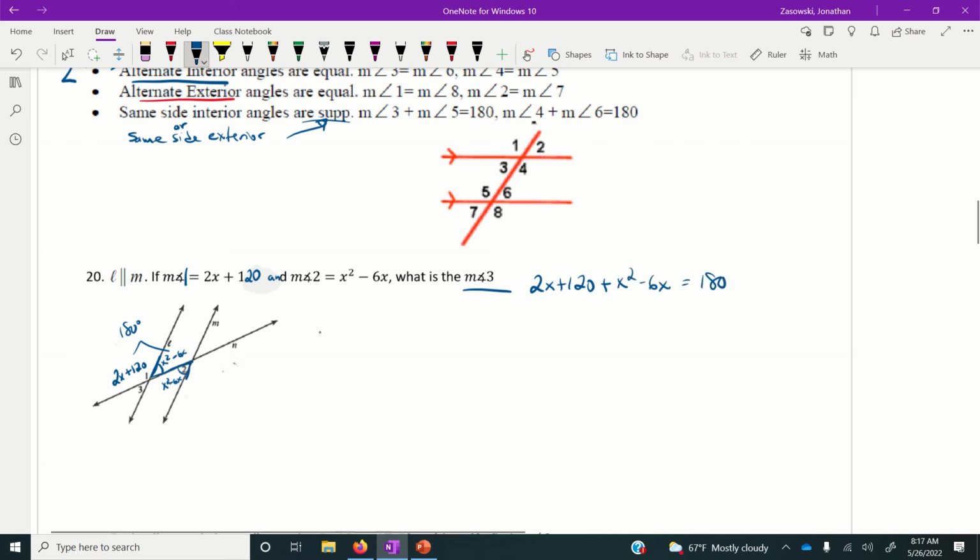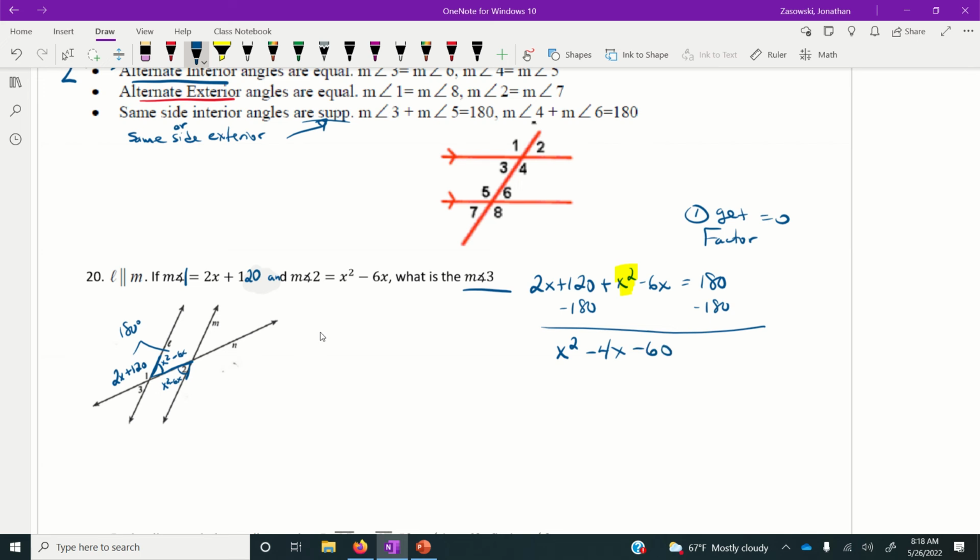Now, as soon as we notice that there is an x squared in our question, that is automatically a quadratic, and we need to think to ourselves, all right, we're going to have to factor, which means the first thing we need to do is get this thing equal to 0, okay? So we're going to move the 180 over and combine that with the 120, and I also have some like terms with the 2x and the negative 6x. We're always going to go in descending order in standard form, so remember that it's x squared, 2x minus 6x is minus 4x, and 120 minus 180 is minus 60.